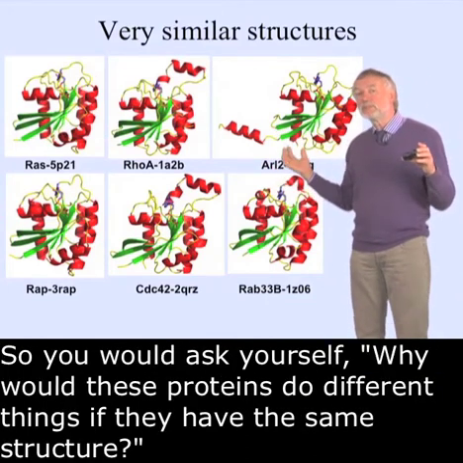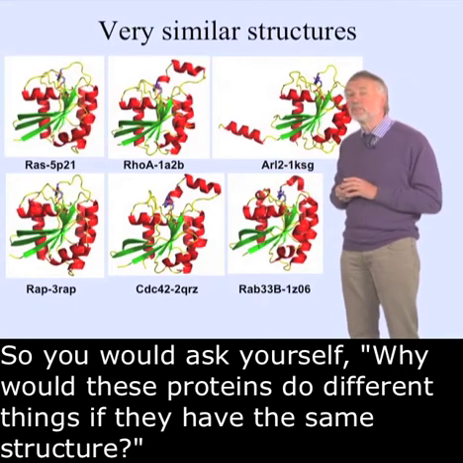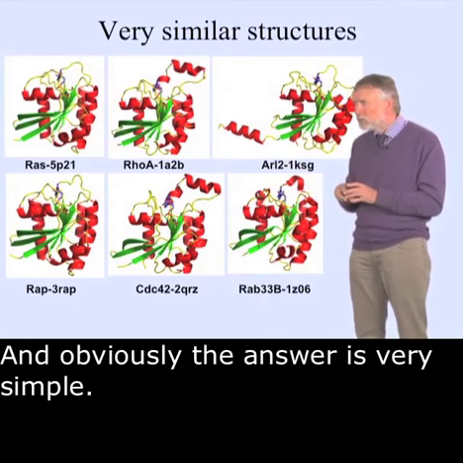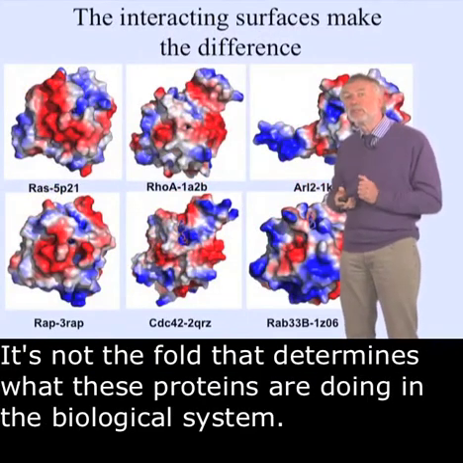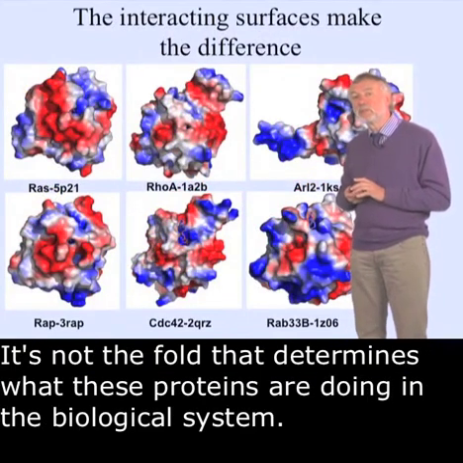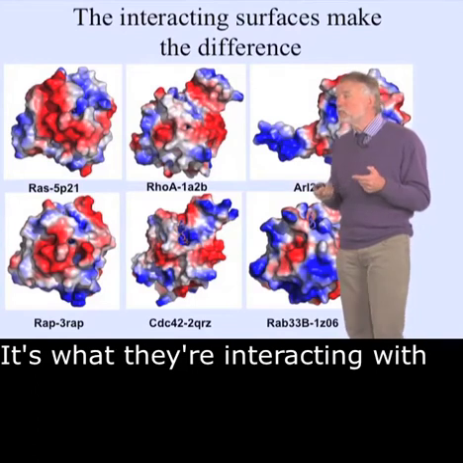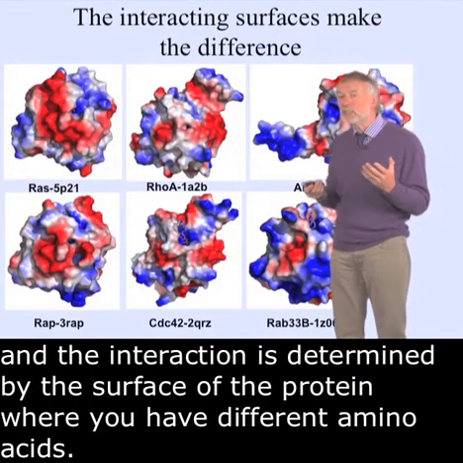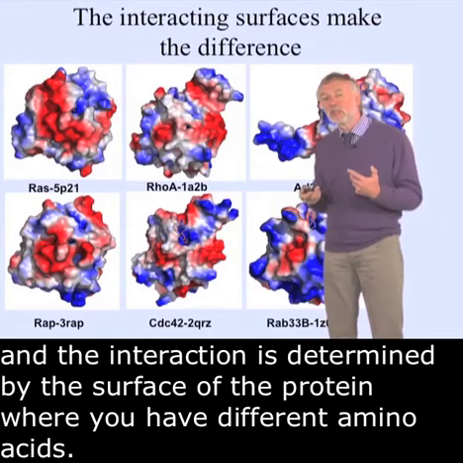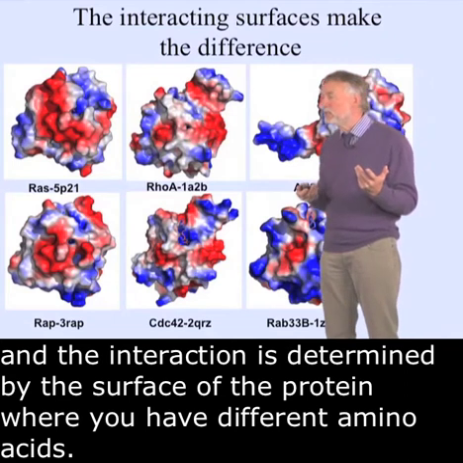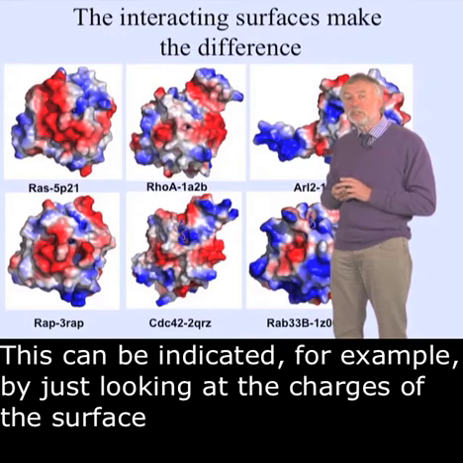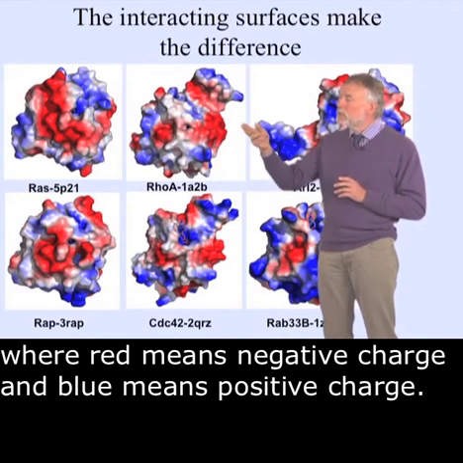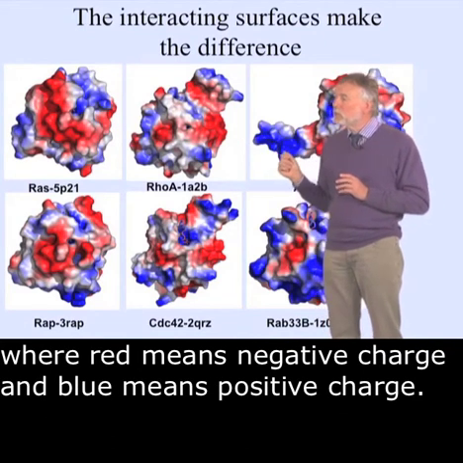So you would ask yourself, why would these proteins do different things if they have the same structure? And obviously the answer is very simple. It's not the fold that determines what these proteins are doing in the biological system. It's what they're interacting with. And the interaction is determined by the surface of the protein, where you have different amino acids. This can be indicated, for example, by looking at the charges of the surface, where red means negative charge and blue means positive charge.